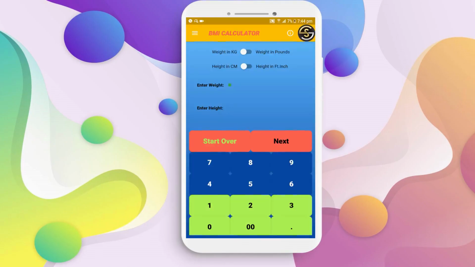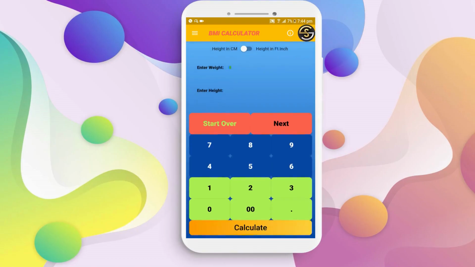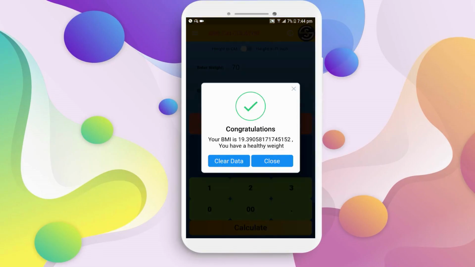In the BMI calculator, you get 2 toggles to choose between weight in kilograms or weight in pounds, and height in centimeters or height in feet.inch. I am going to select kilogram and centimeter in this case. Let us consider a person having weight 70 and height 190. Once we click on next, you can see this person has a healthy BMI range.